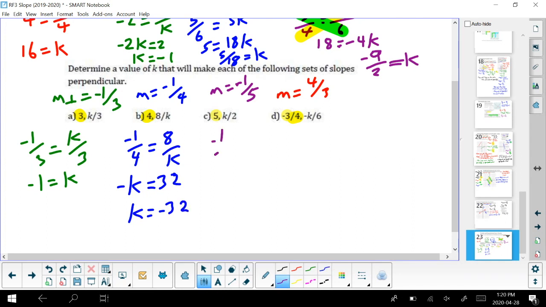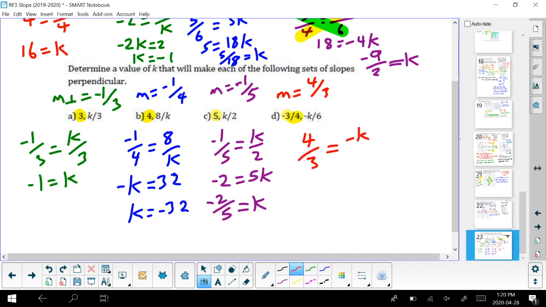Part C, I've got -1 over 5 is equal to k over 2. I'll cross multiply. -2 is equal to 5k. And then dividing both sides by 5, I'll get -2 over 5 is equal to k. And finally, I'll have 4 over 3 is equal to -k over 6. I will cross multiply, giving me 24 is equal to -3k. Dividing both sides by -3 gives me -8 is equal to k.